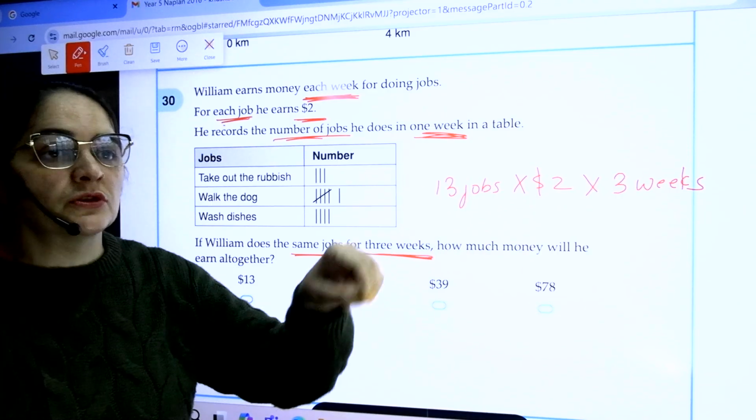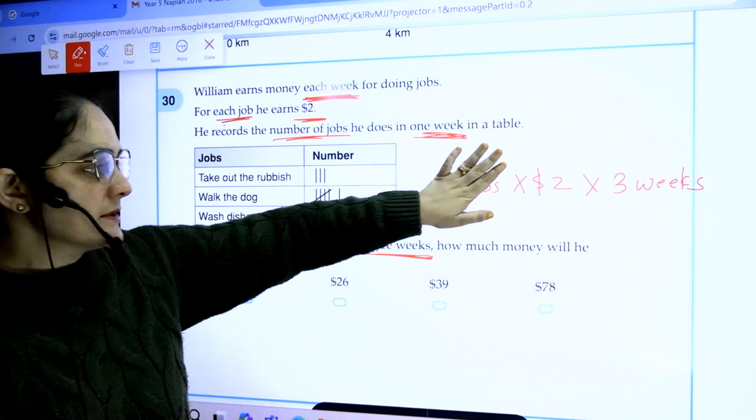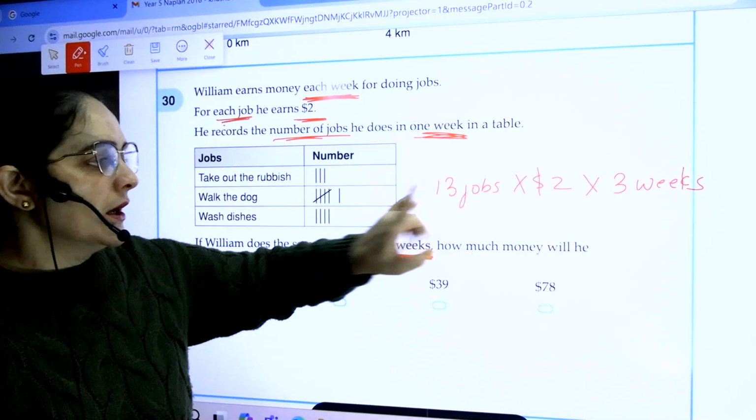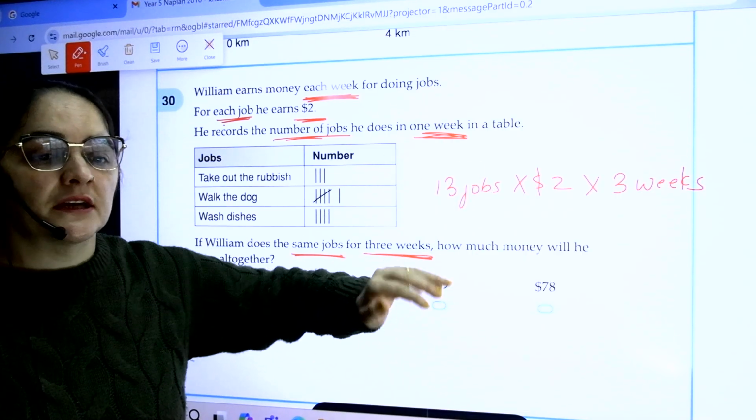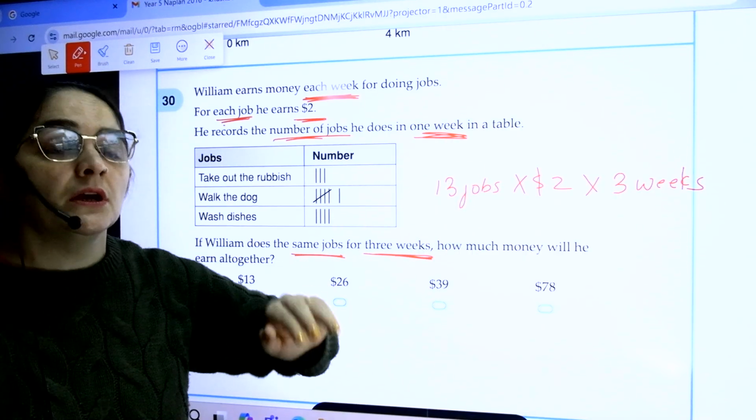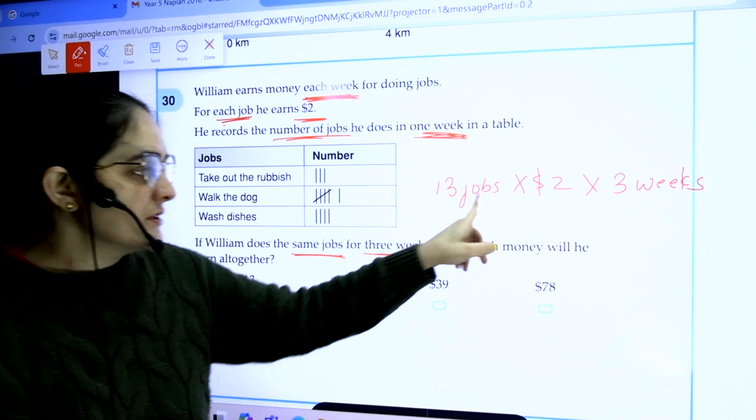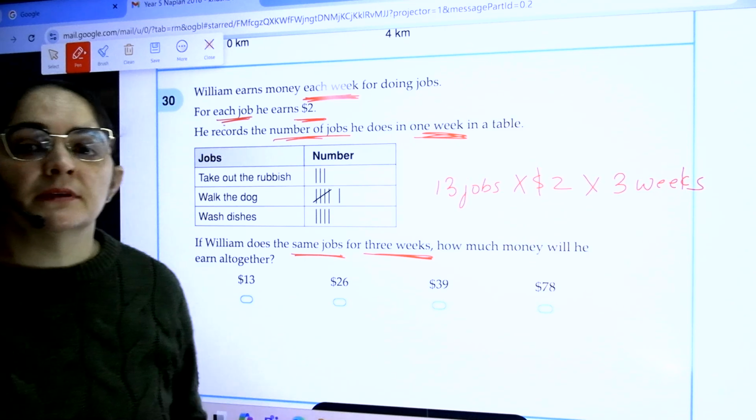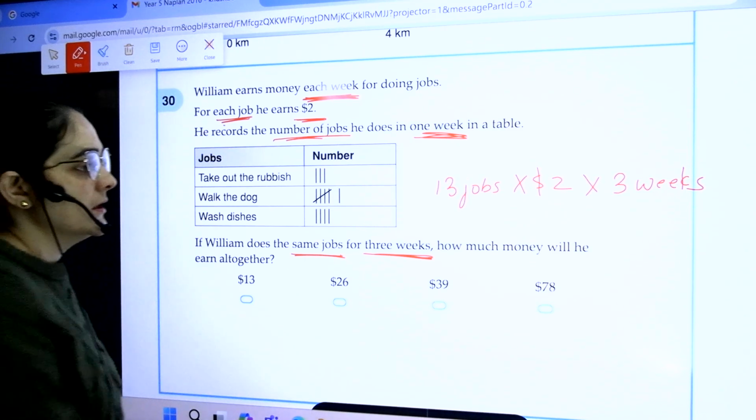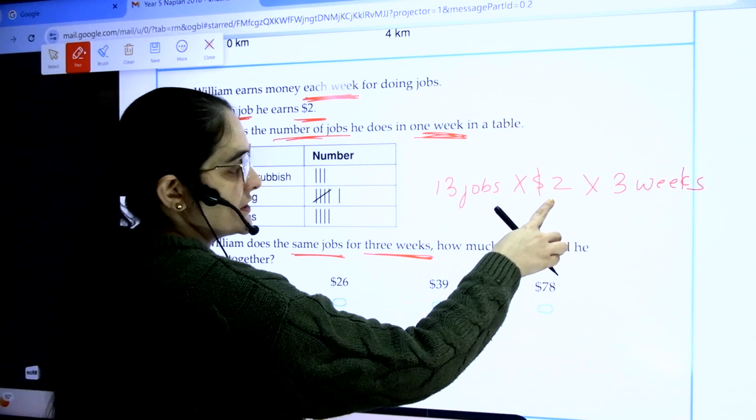So 2 plus 2 plus 2, 13 times, and this is the money he earned for 1 week, and then he'll earn the same money for the second week and the same money for the third week. So it's 3 weeks of earning. That means you have to add all 3. That means you're multiplying by 3, because multiplication is repeated addition, right? So 13 times 2 is 26.